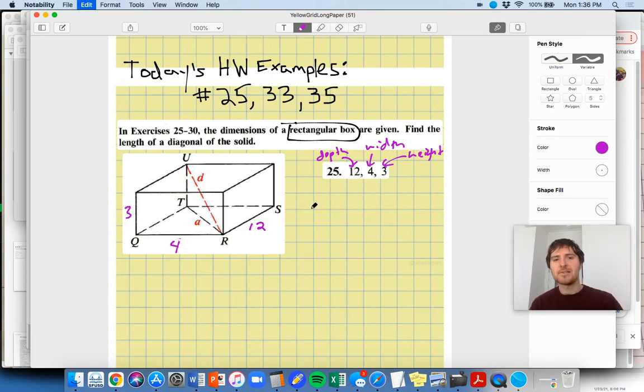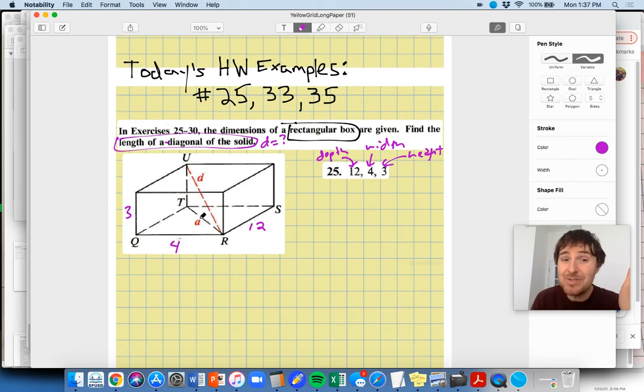So maybe I'll erase this just so we can get satisfied with seeing our 3 places where we're going to put things. And we're going to use rectangles to help us prove the rest here. All right, so our depth is 12. So, okay, first things first. With these problems, there are 2 things you have to do. One, you have to solve for A. Our goal here is to get the length of the diagonal of the solid, okay? That is, what is D going to equal?